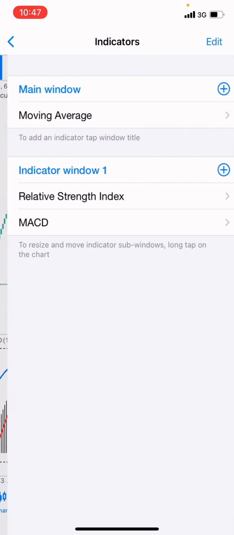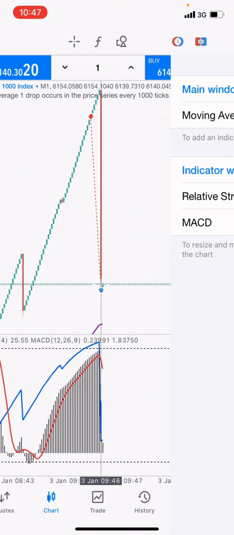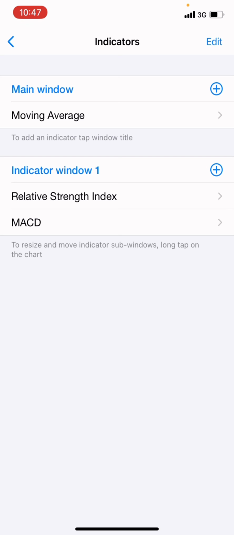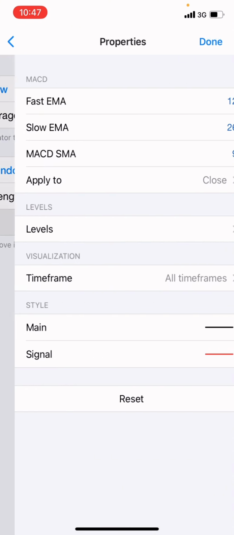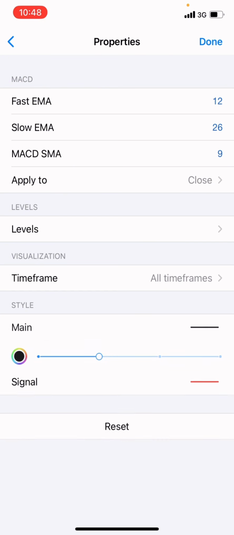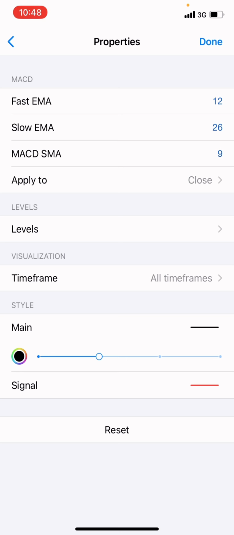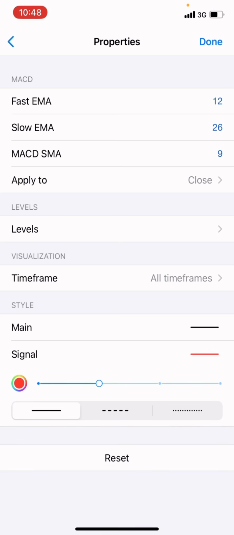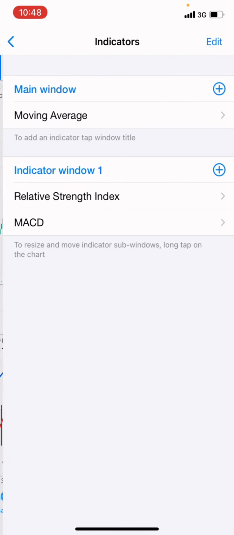So what I'm going to do is go to the indicators right here. This is a very simple setup which I'm using. Right, so this is the MACD. I'm using the fast EMA on 12. The slow EMA is 26, while the MACD SMA is 9, applied to close. You can see the main line right here is on 2 pixels, color is black. The signal is red, the pixel is on 2, while the line is the first one. Then done.